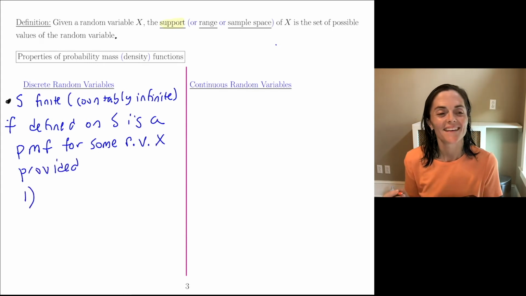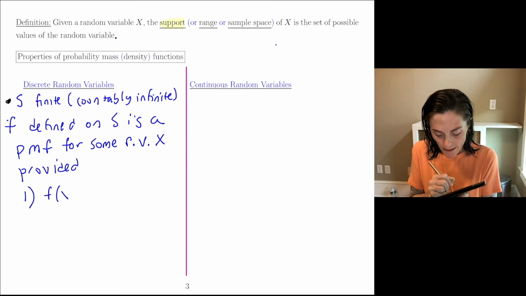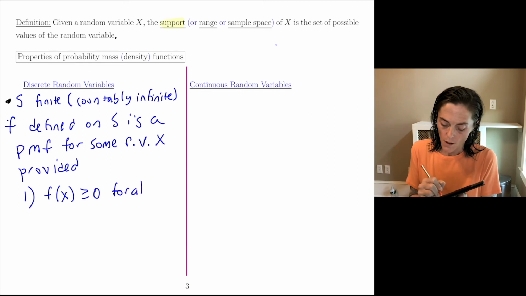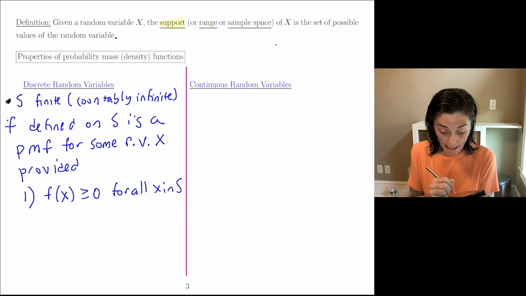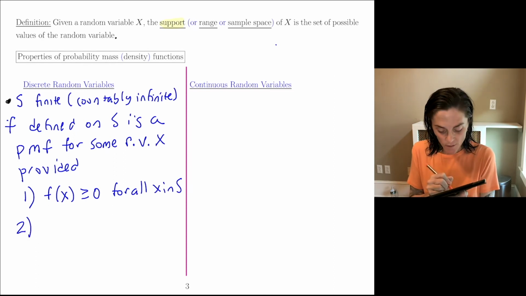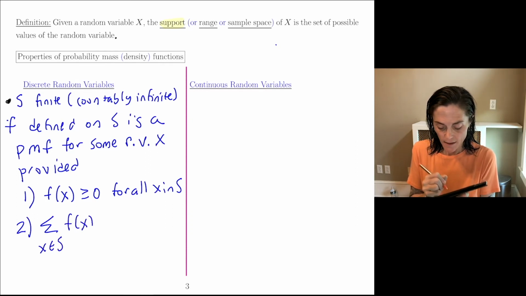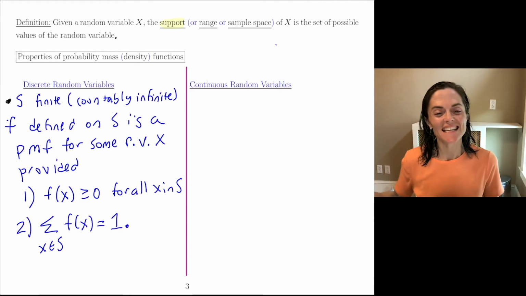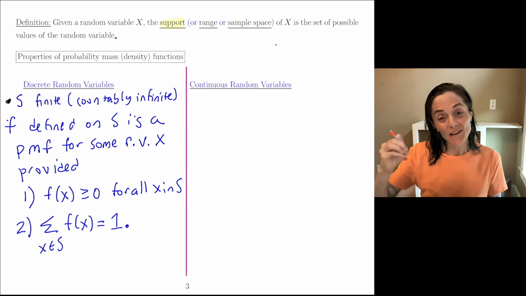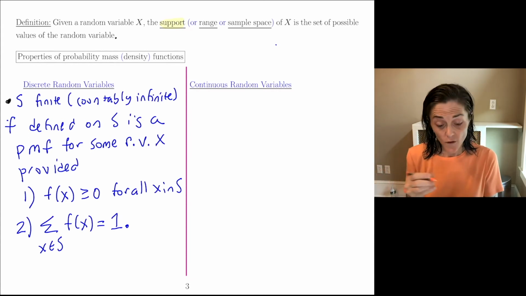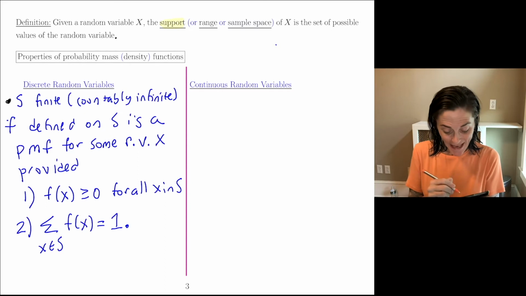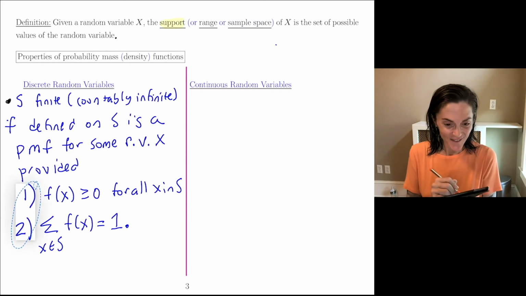Property 1, the function needs to be greater than or equal to 0 for all x in this set S. That's property 1. And the second one is if you sum over all x in S, f of x, you get 1. Any function on a finite or countably infinite set that satisfies both 1 and 2 will be a probability mass function for some random variable.